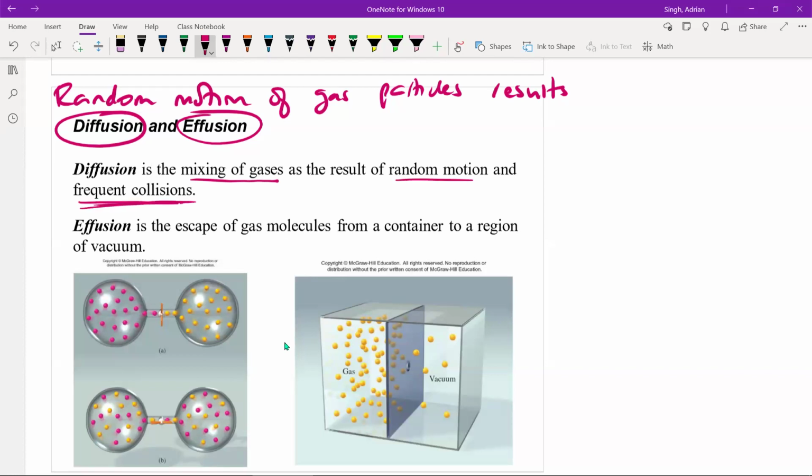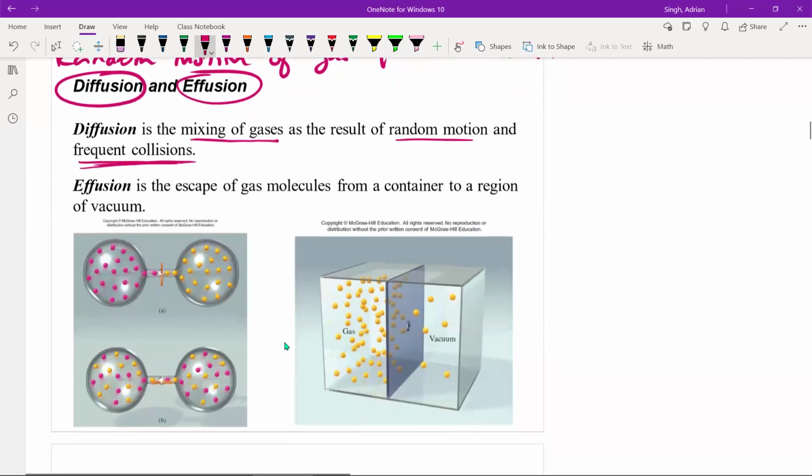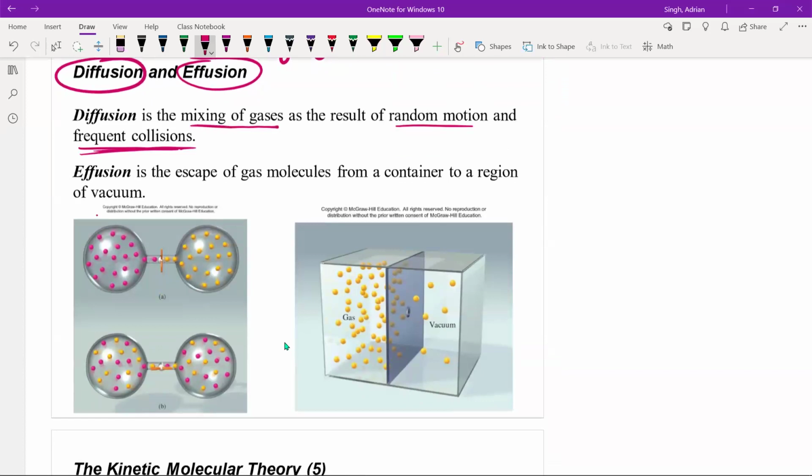So for example, if you take a look at this initial situation here, right? We have two spheres connected to each other by this little stem right in the middle. And originally this stem is closed. So on the left side, we have our purple gas. On the right side, we have our yellow gas.